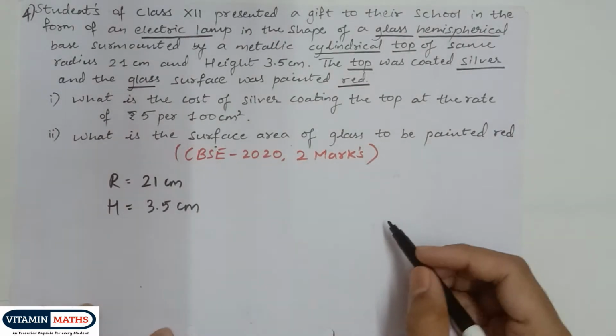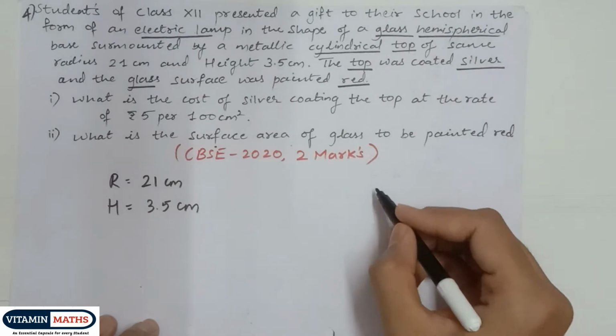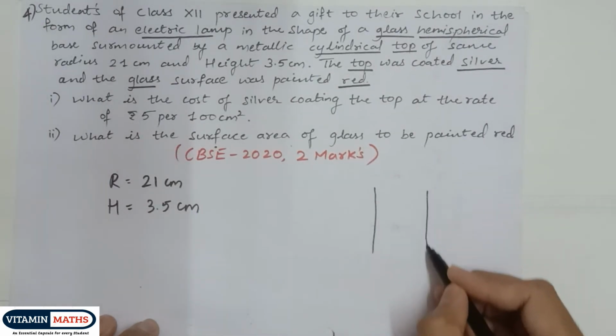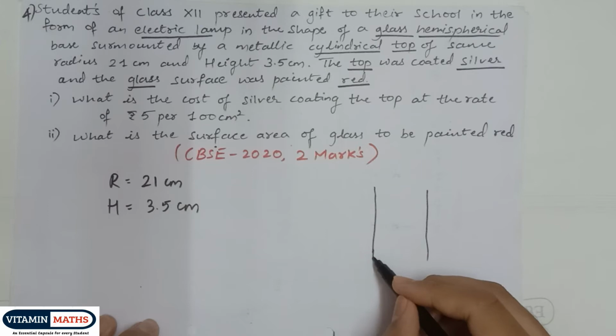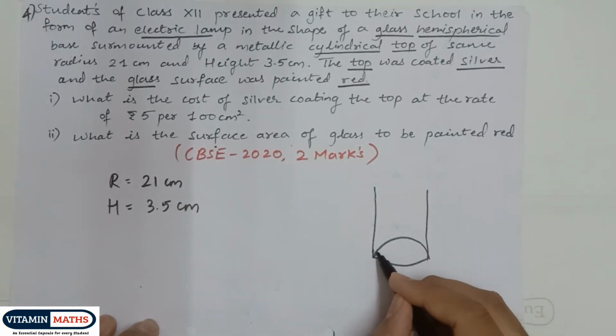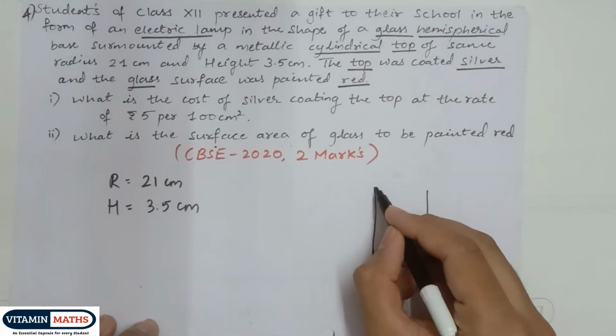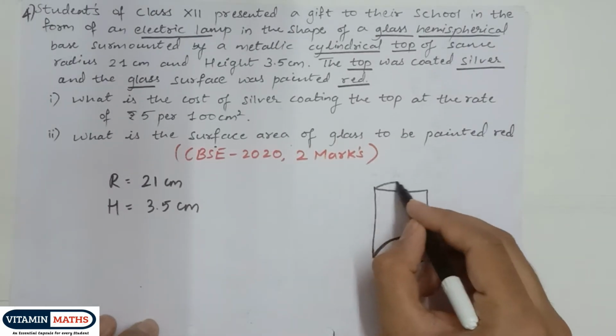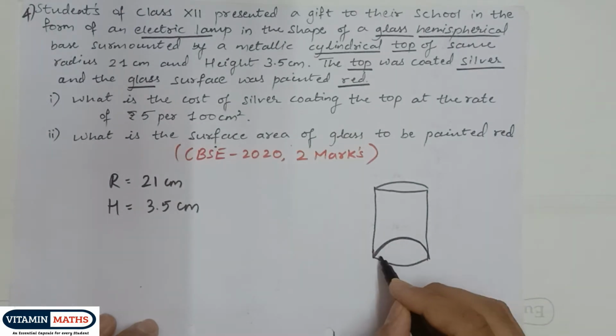Okay, so let us draw this figure. This is a cylinder and the base is hemispherical. So there is a hemispherical base. This is a cylinder here, and this is the hemispherical base.